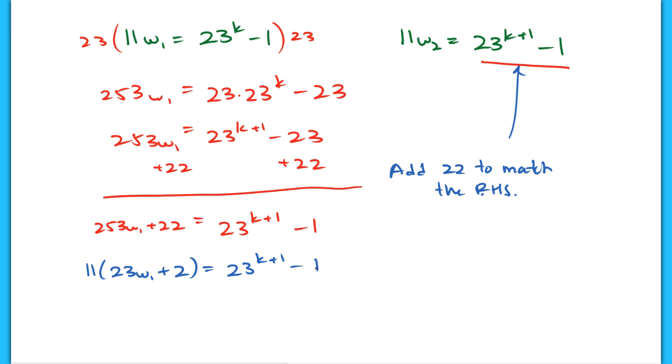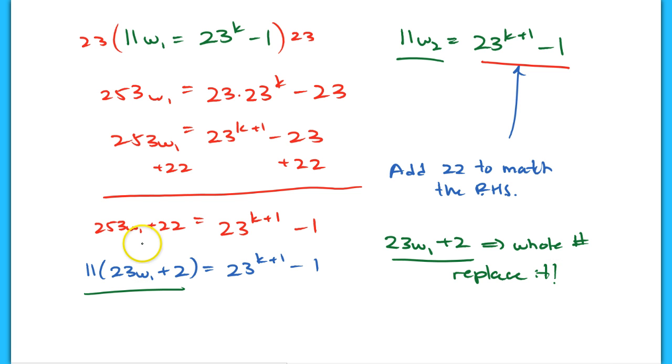Now, this is where you have to remember that you want this side to look the same as here, okay, and we're pretty close. So that's the trick here, is just to factor out your 11 first. But now taking a look at 23 times W1 plus 2, well, this has to be a whole number also. So because it's just a whole number, you're going to replace it.